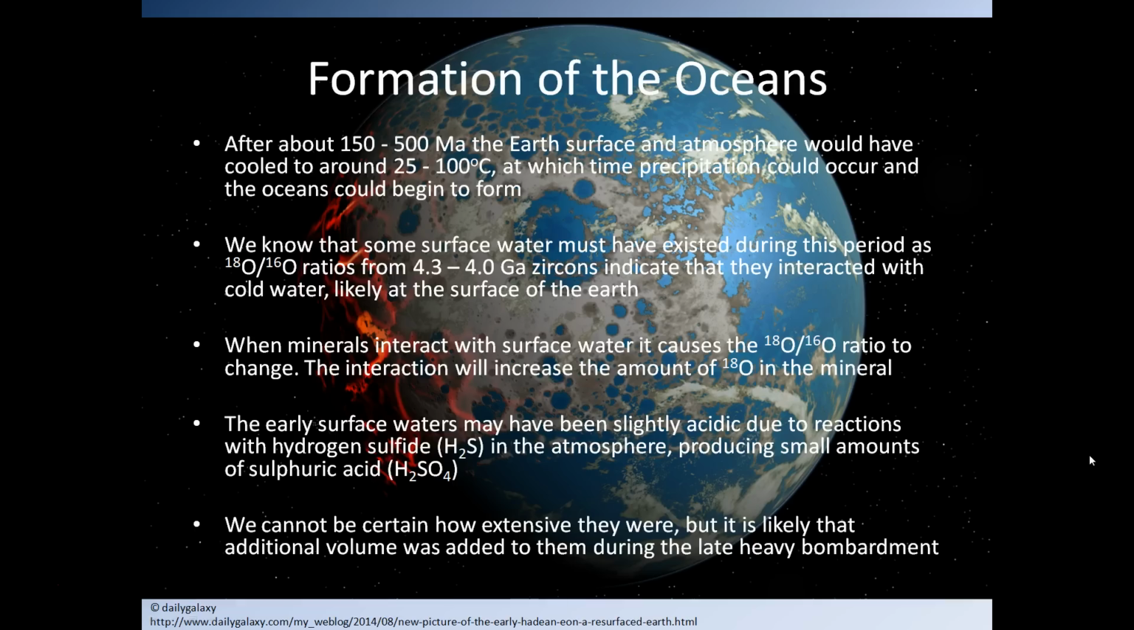Now, the one thing we don't know is how extensive these early bodies of water would have been. Essentially, it's anyone's guess. Some people say they would have been isolated little lakes, and some people suggest that during this period there's the possibility the Earth could have nearly been completely covered in water. So it's best guess, I'm afraid, when it comes to that particular problem.